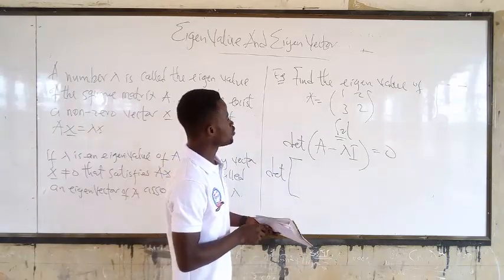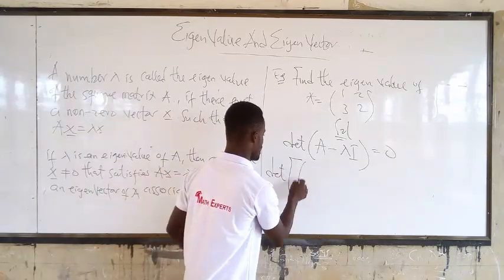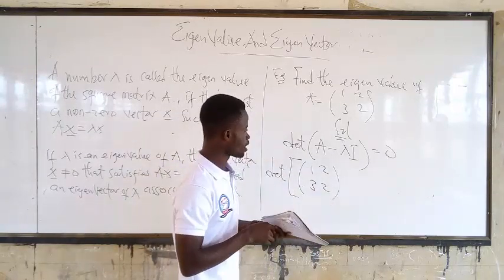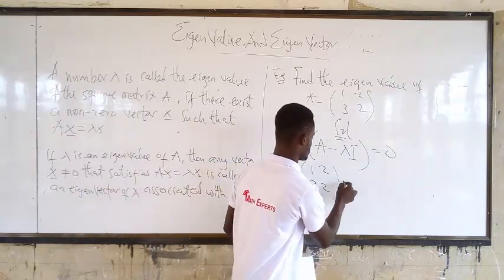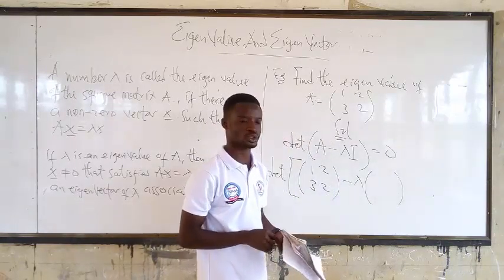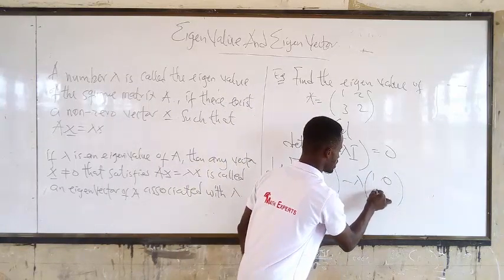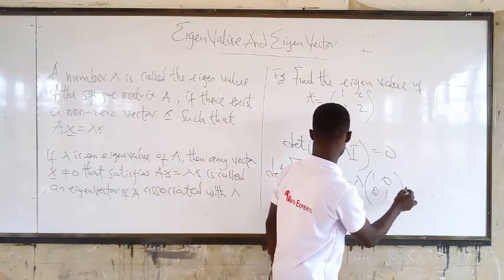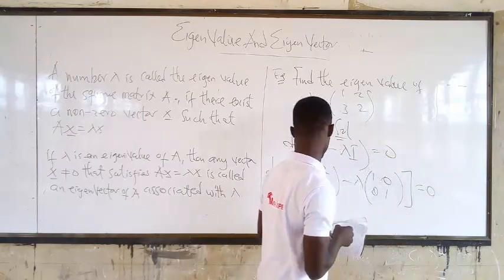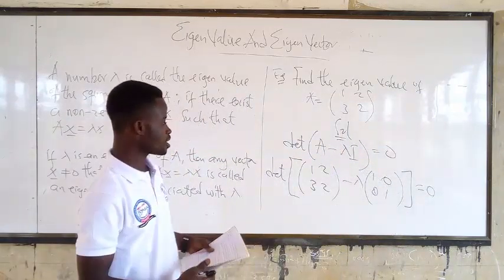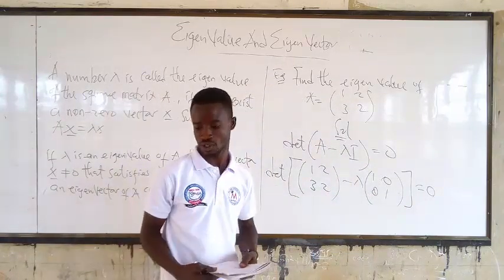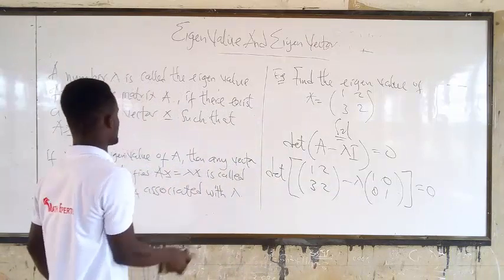Alright. Let's move on. So let's see how we find this eigenvalue. You first write the matrix A. And the matrix A is 1, 2, 3, 2, minus lambda of the identity matrix, which is 1, 0, 0, 1. Good. Equal to 0. So that means that whatever is here is what we are finding the determinant of. That's why we are having the det there.